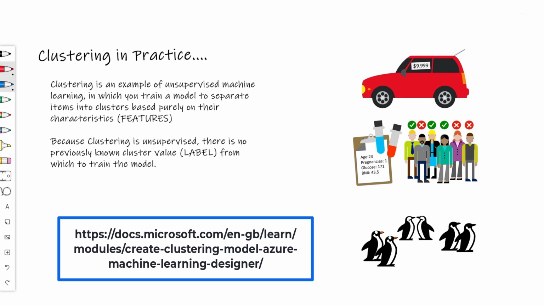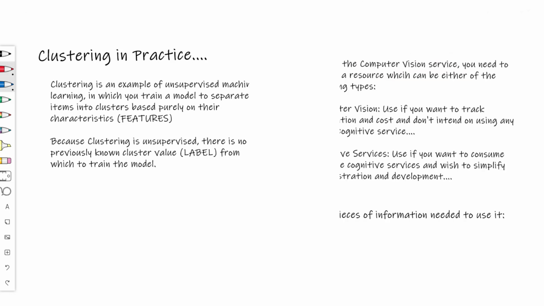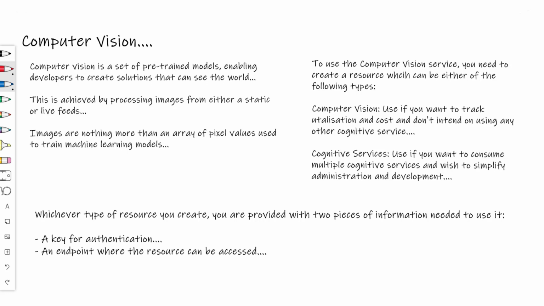If you're sticking with me, we're going to change focus and begin looking at some of the cognitive services offered by Azure. We'll begin with the computer vision service and then move into natural language processing and conversational AI. Let's begin. So as I mentioned before, computer vision is one of many pre-trained models that empower developers to create solutions that can see the world. Now obviously computers can't really see, at least not in the capacity that we can.